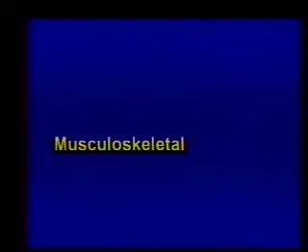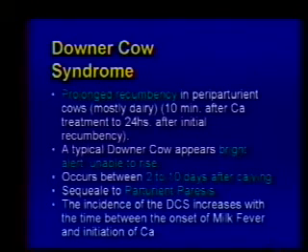Musculoskeletal diseases. There's just a few here that I want to discuss with you. Downer cow syndrome. Remember that a syndrome is an aggregation of clinical signs from different organs. Downer cow basically is a prolonged recumbency, usually in periparturient cows, 10 minutes after calcium treatment to 24 hours after initial recumbency. So you have a cow that has milk fever, you treat her with calcium, and she doesn't get up within 24 hours. This animal is in danger of becoming a downer cow.